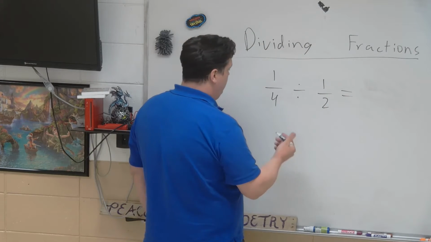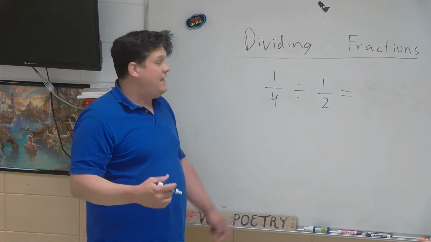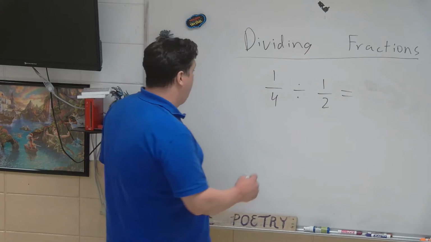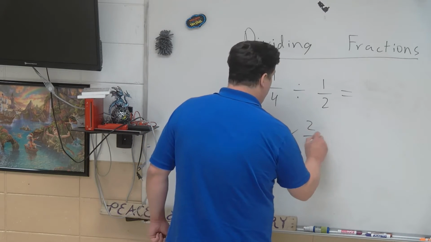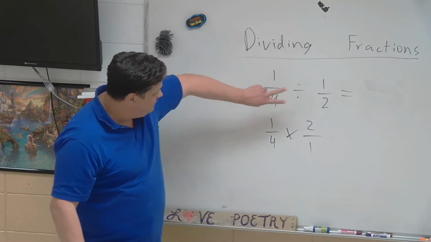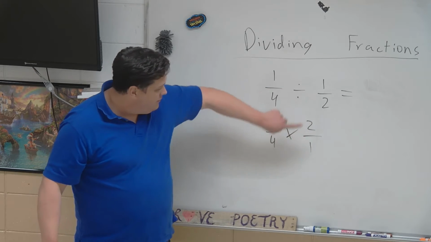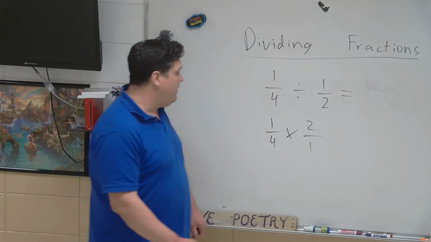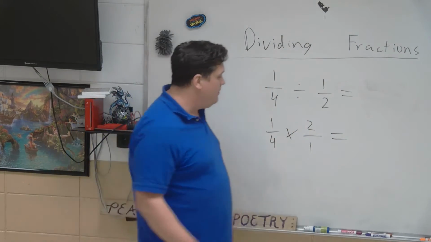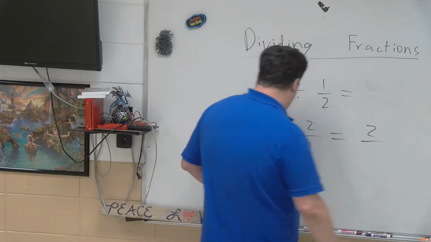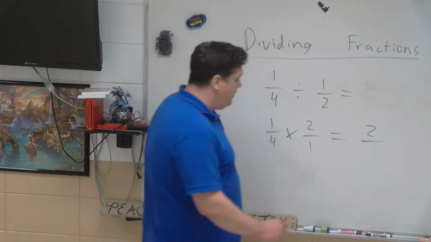In this case, when we divide, we're going to invert the second number and then multiply. 1/4 times 2 over 1. So I took this number and I just flipped it. I put the 2 on the top and the 1 on the bottom. And then we multiply, just as before. 1 times 2 is 2. 4 times 1 is 4.